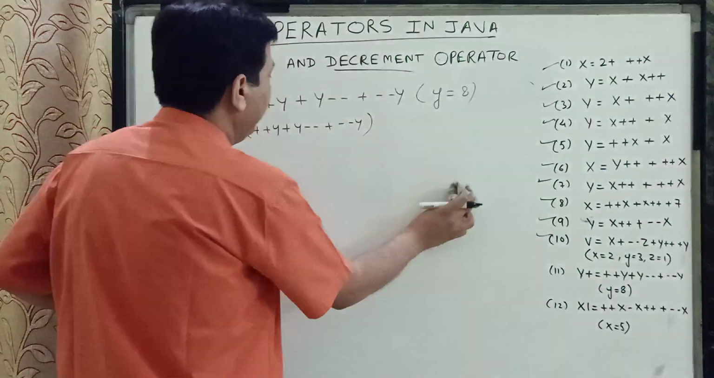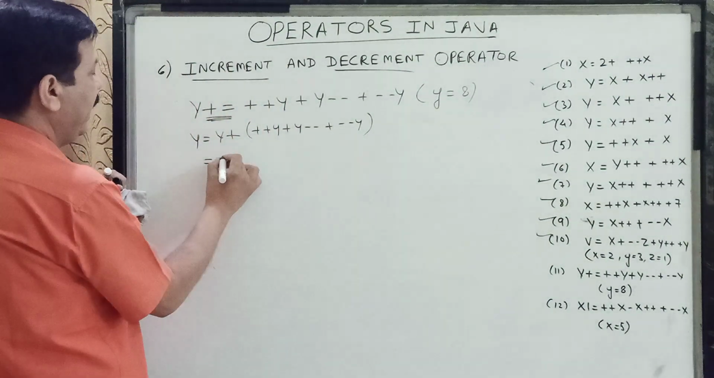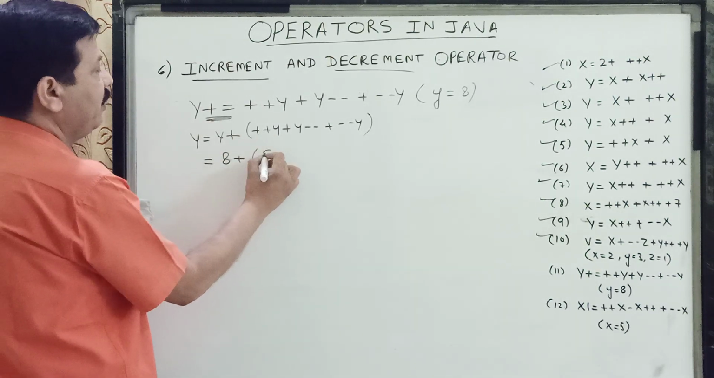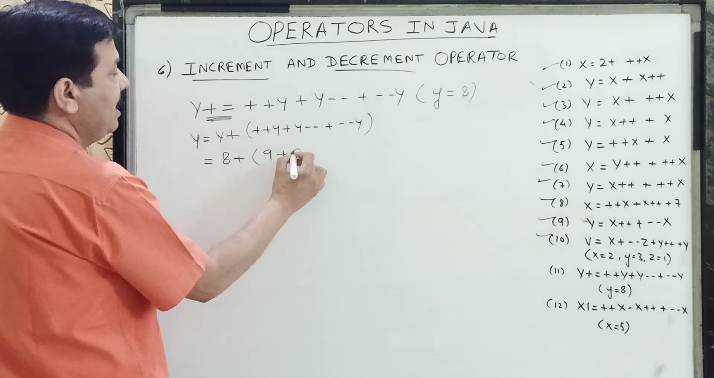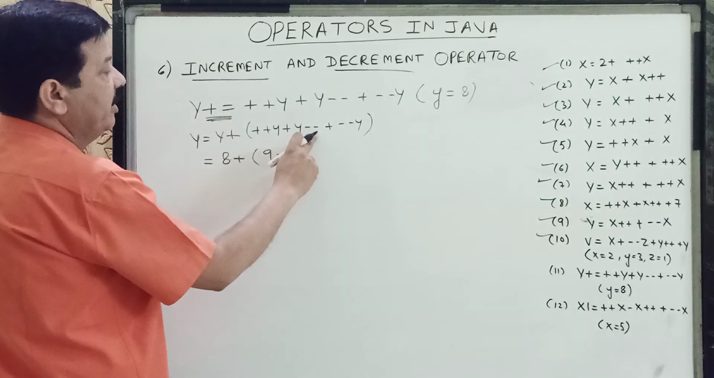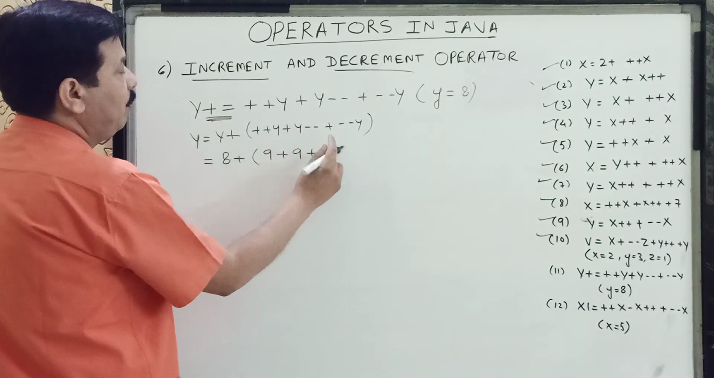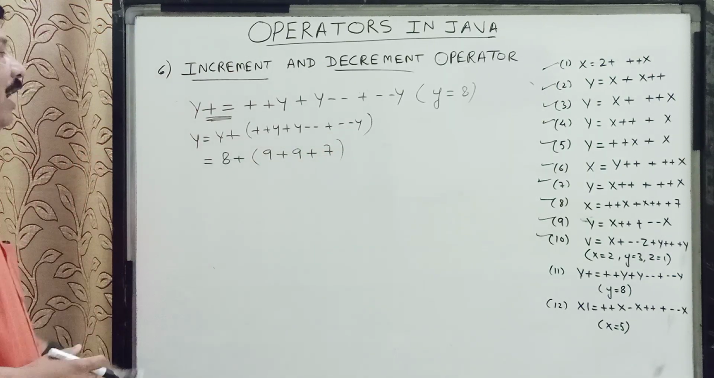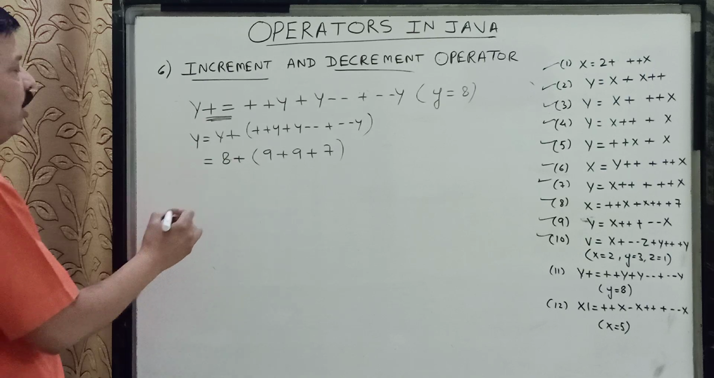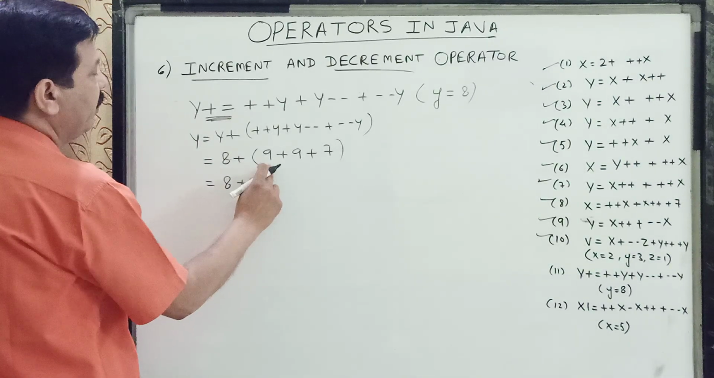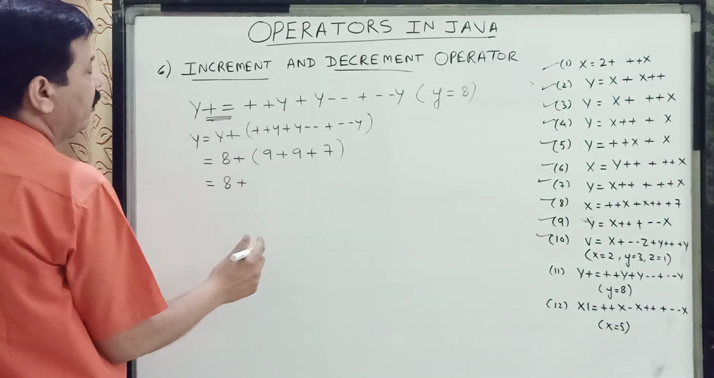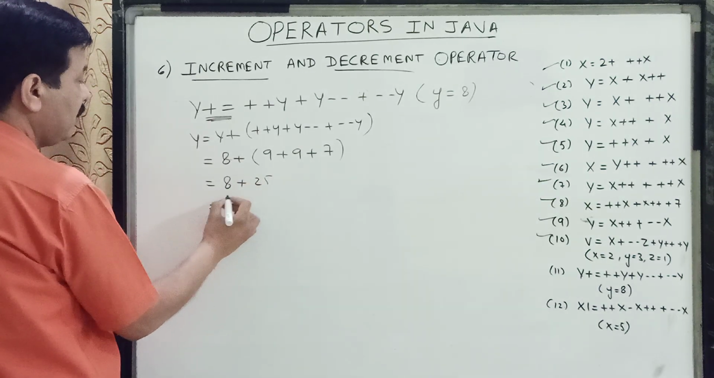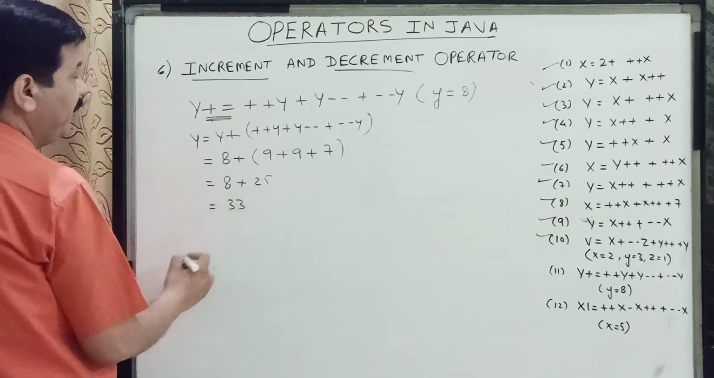Now we evaluate it children. y is 8 initially, then plus, we put a bracket, then y++ means 9, then again 9, and then y-- means it becomes 8, and then plus, again it is a pre-increment, then it becomes 7. So these are the values, children, that is how we have put. So it becomes 8 plus 18 and 7, that becomes 25, and it becomes, children, 33. So this is the answer to this.